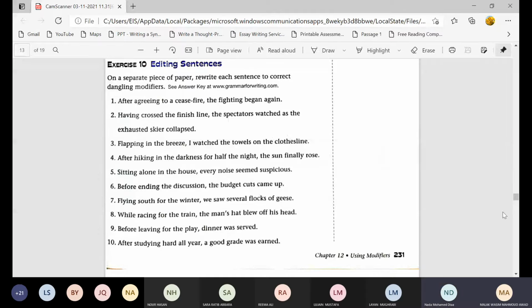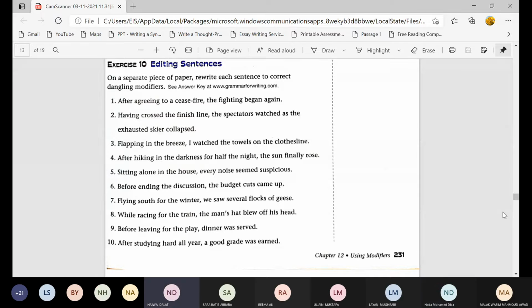No, wait. The towels on the clothes line were watched by me. So it will be, I watched the towels on the clothes line, flapping in the breeze. So flapping in the breeze will be after. Yes. Okay. Because it's here. Okay, towels.